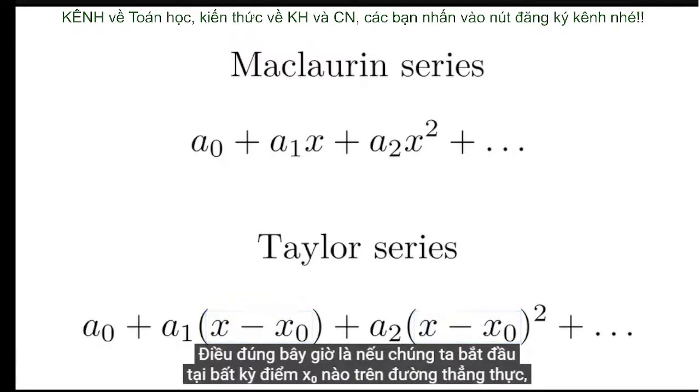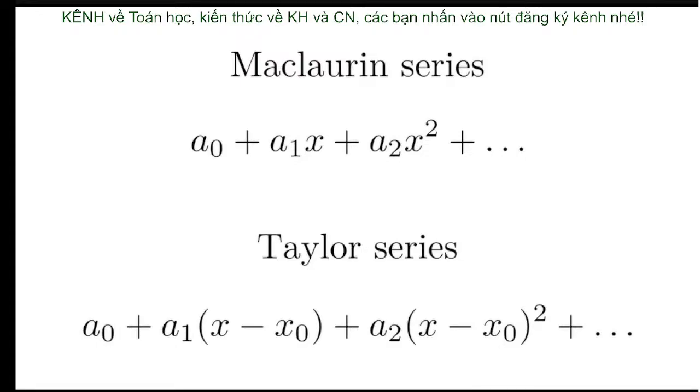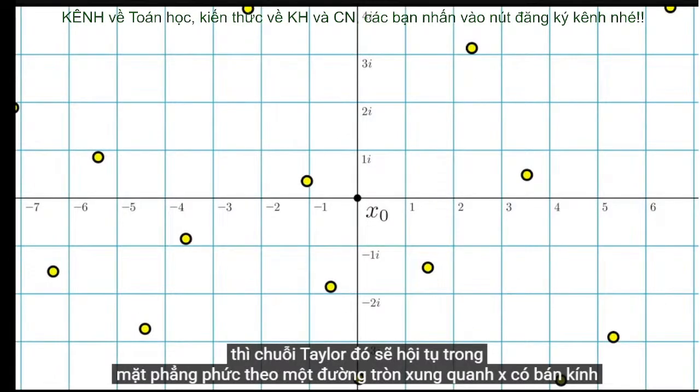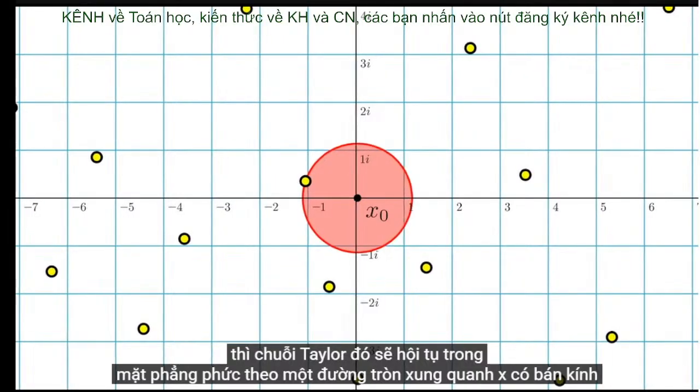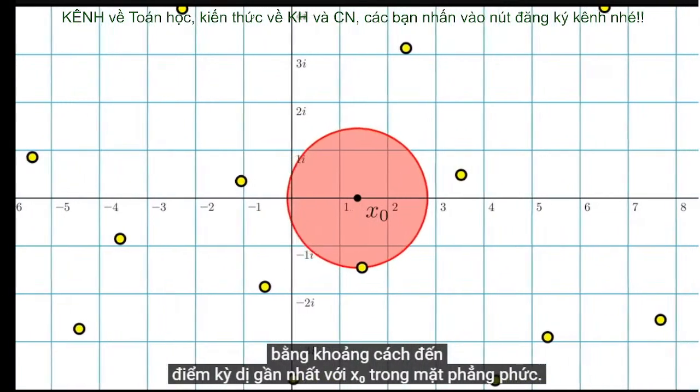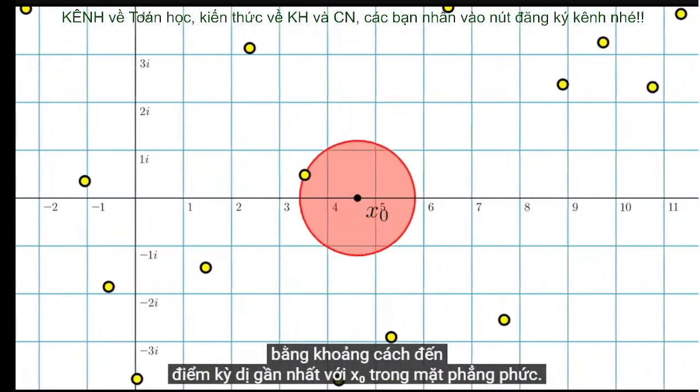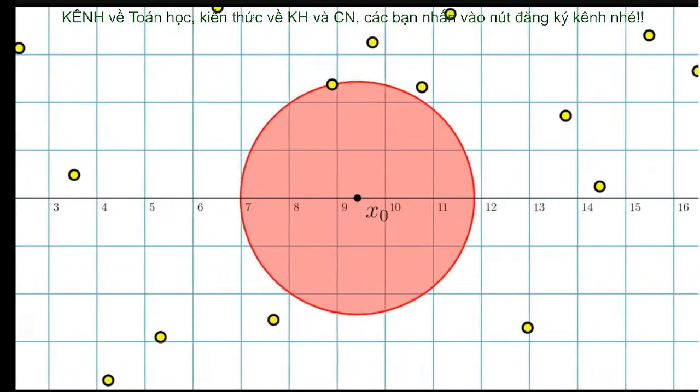What's now true is that if we start at any point x naught on the real line, write down the Taylor series at that point, then that Taylor series will converge in the complex plane in a circle around x naught, whose radius is equal to the distance to the nearest singularity to x naught in the complex plane.